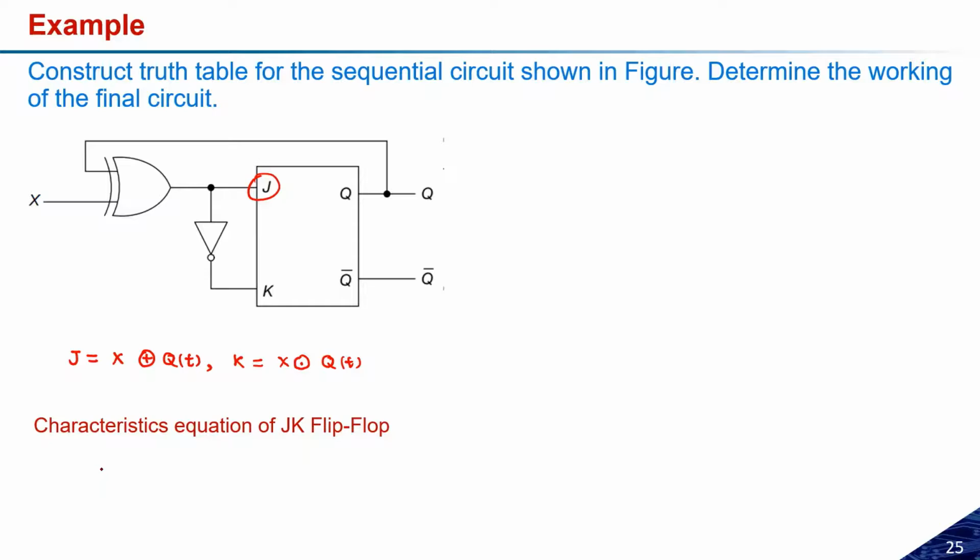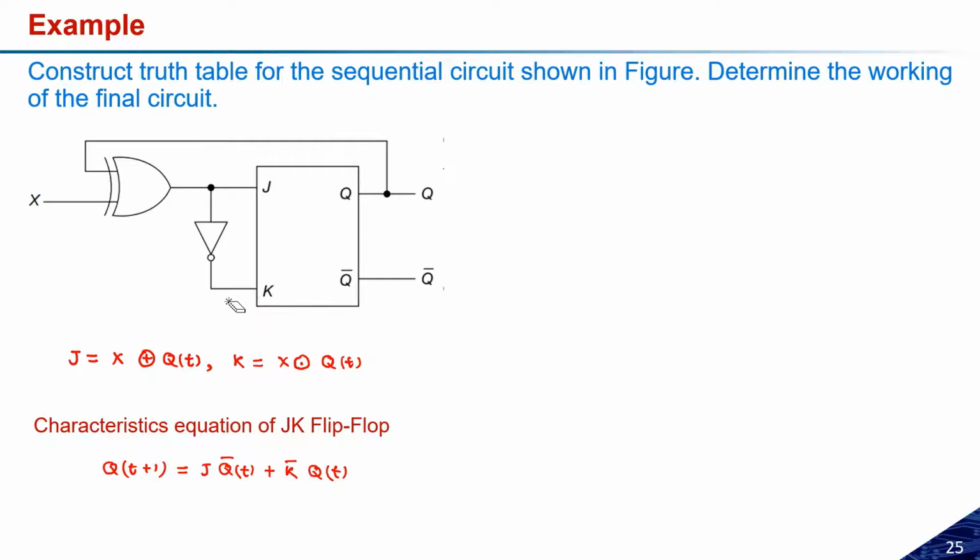The characteristic equation is Qt+1 = J Qt bar + K bar Qt. This is what we already know, the characteristic equation of the JK flip-flop. So the first step is to write the expressions of J and K. The second step is to know the characteristic equation of the JK flip-flop, which we already have here.